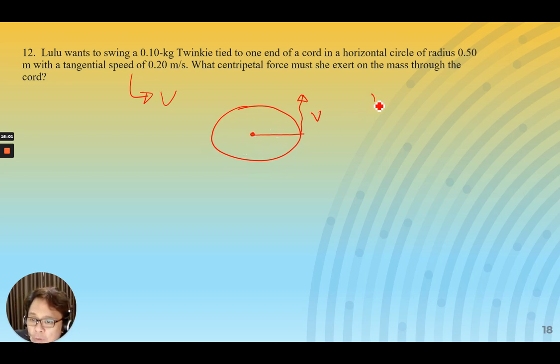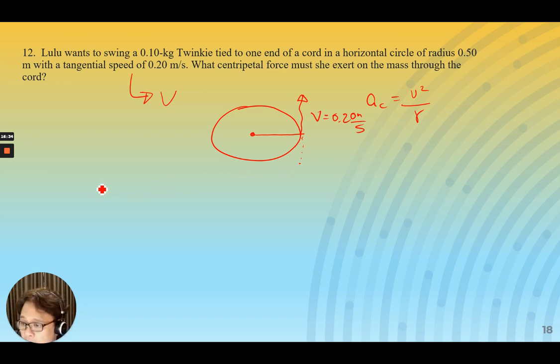So when you solve for a sub c equals v squared over r, the v that you're getting is the tangential speed, tangent to the circle. By definition of a circle, when you draw a tangent line, it is perpendicular to the radius and it touches the circle at only one point. So this velocity is tangential and it's given as 0.20 meters per second. What centripetal force must she exert on the mass?